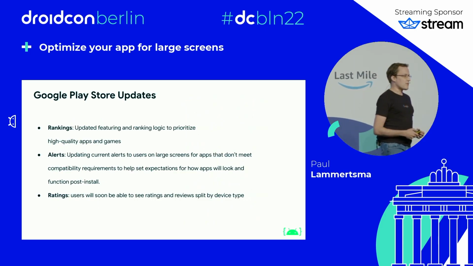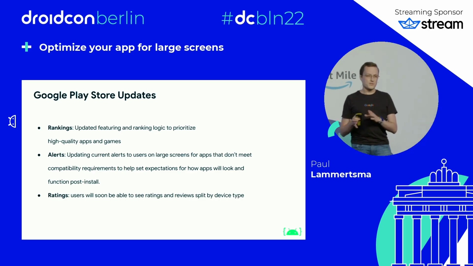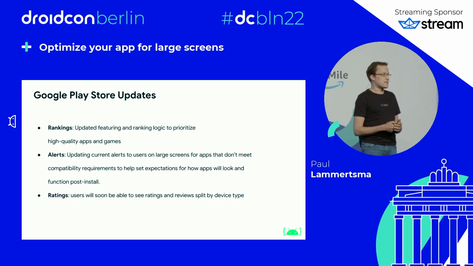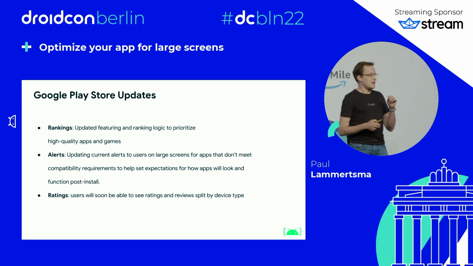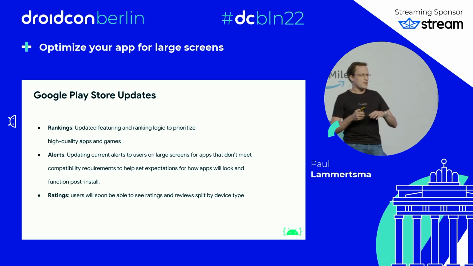So one thing I want to call out before I do that is how the quality guidelines also tie into Google Play Store updates. We have some updates coming in the coming months where we'll be updating our featuring and ranking logic in Google Play so that large screen devices are prioritized for the high quality content for apps and games. And what I mean with that is we'll have a tailored experience where the best-in-class quality apps on large screens will really stand out to consumers on Google Play.